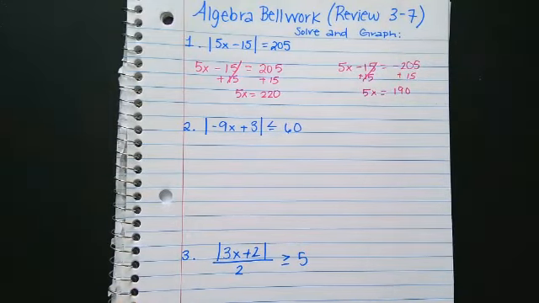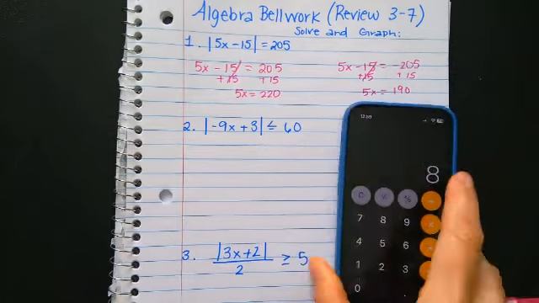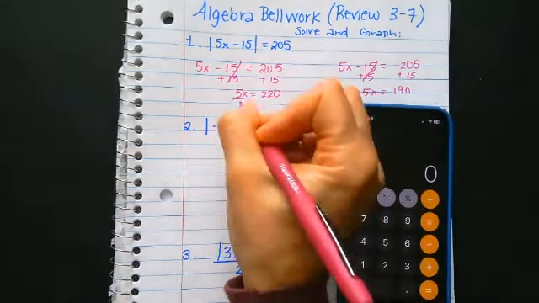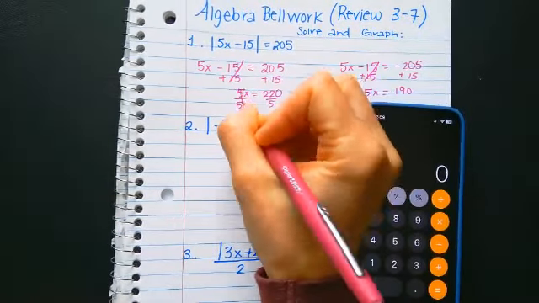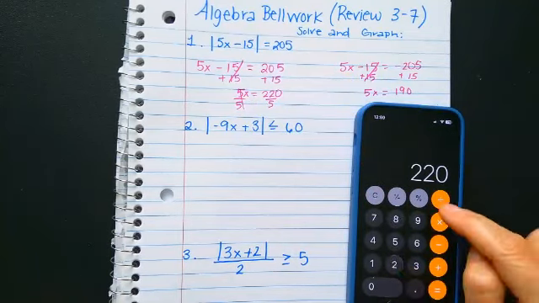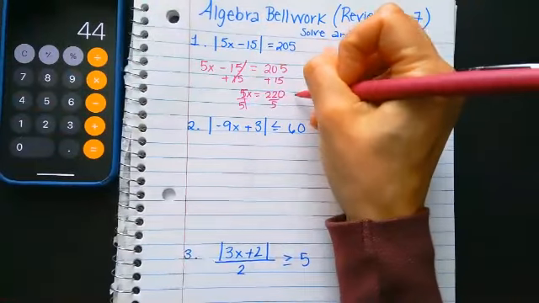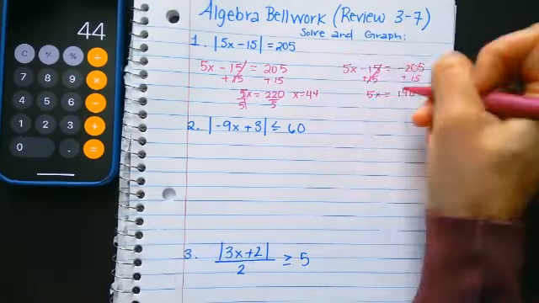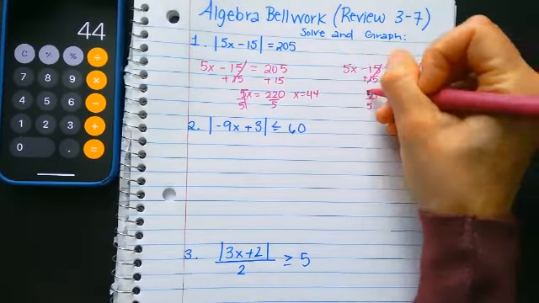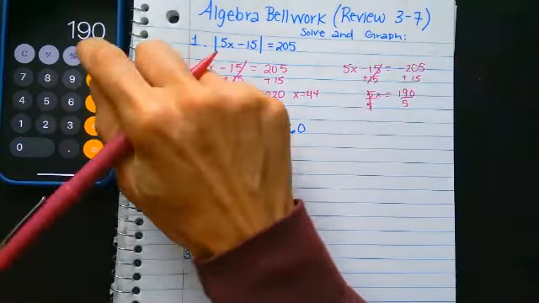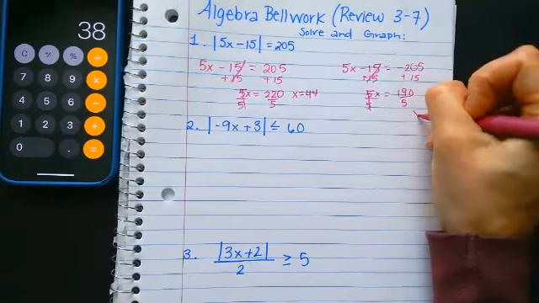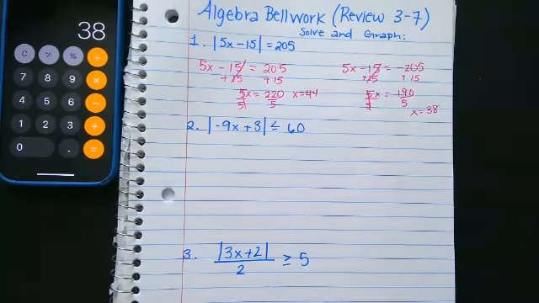Okay, and then the second step for both of them is going to be to divide by 5 on both sides. And so just make sure, use your calculator here. All right, so we're going to divide by 5 here, divide by 5 here, and 220 divided by 5 gives us 44 is one of our answers. So x equals 44. If I divide by 5 on this side, 190 divided by 5, we get 38.